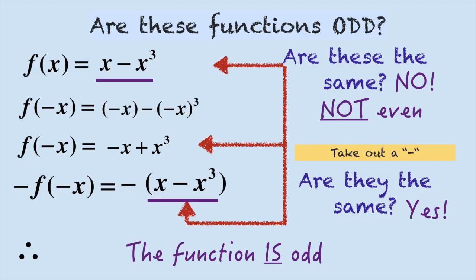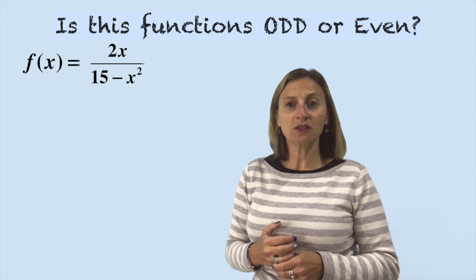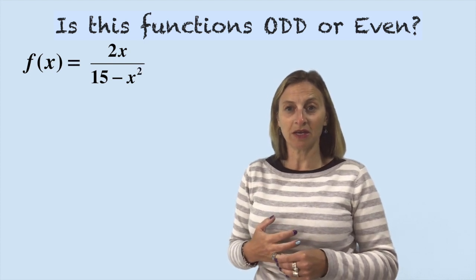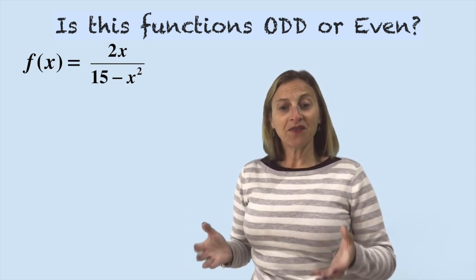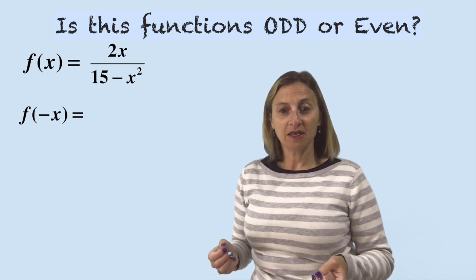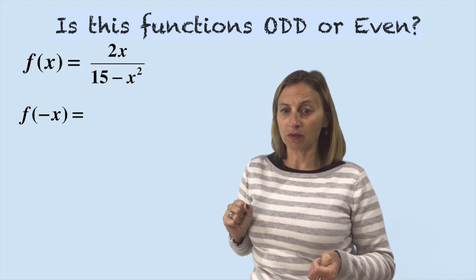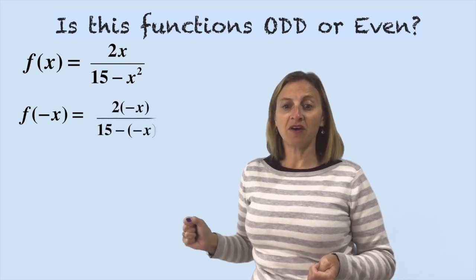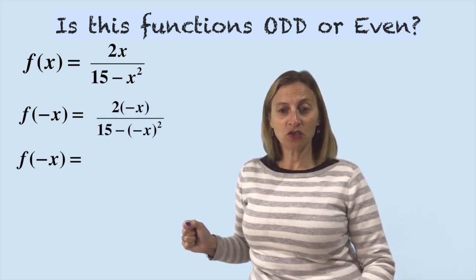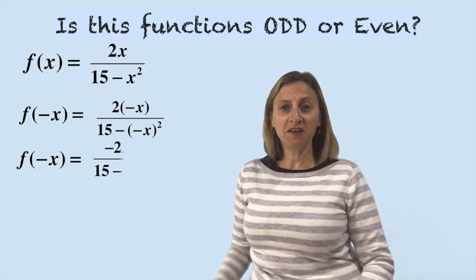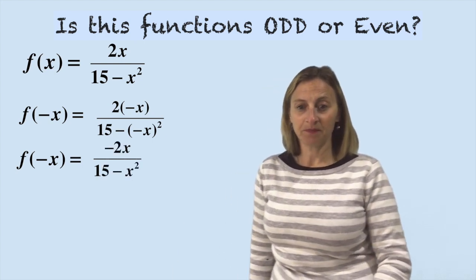Hopefully, you're starting to have an idea of what's going on. Let's do another one to make sure. This time we have a fraction. f of x equals 2x all over 15 minus x squared. We always start the same way. f of minus x: replace the x's with a minus x. Put brackets so that you don't get it wrong. And then simplify. And I'm left with minus 2x all over 15 minus x squared.